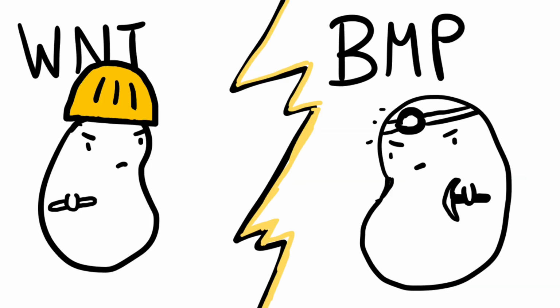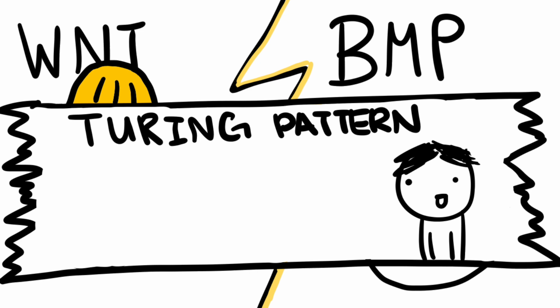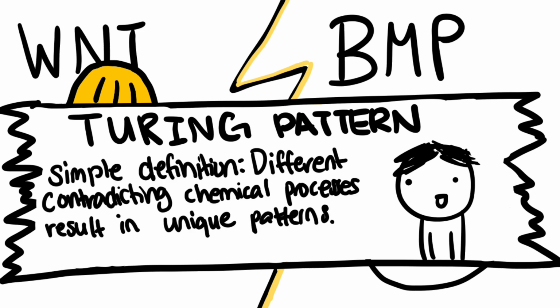Out of the 3 biological processes listed, the relationship between WNT and BMP is pretty cool. The opposing relationship between the 2 represents an example of Turing patterns, which is a pattern founded by Alan Turing stating that different contradicting chemical processes result in unique patterns.